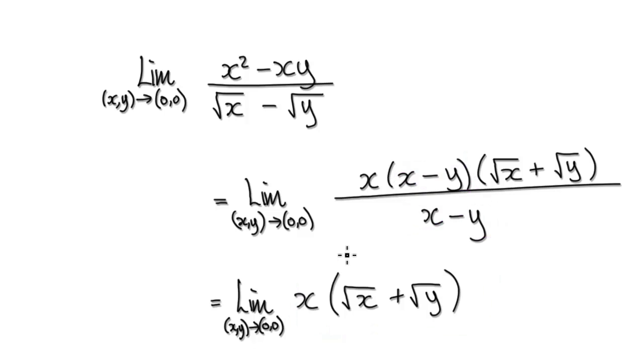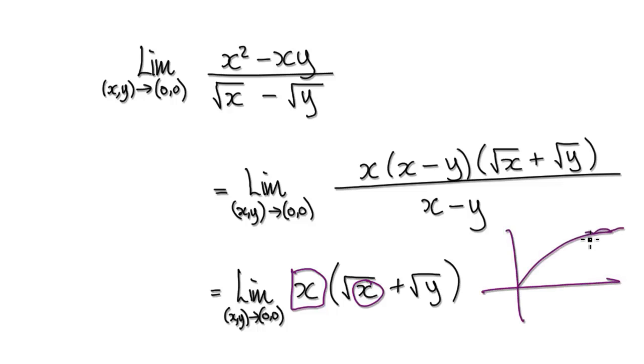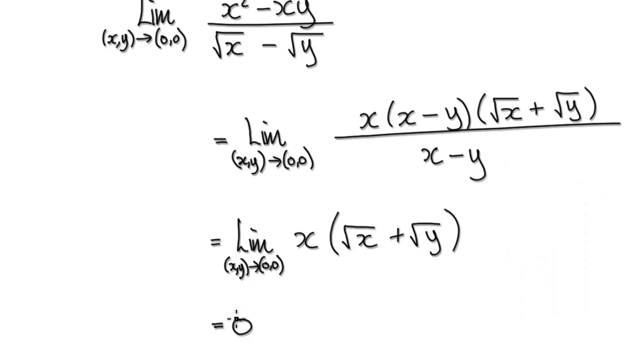Now, as x and y head towards 0, nothing really breaks down. This doesn't really break down. Square root of x, as you head towards 0, nothing really breaks down. And this thing here doesn't break down. Square root of y doesn't really break down. So therefore we can conclude that the limit equals 0, because nothing really breaks down here.